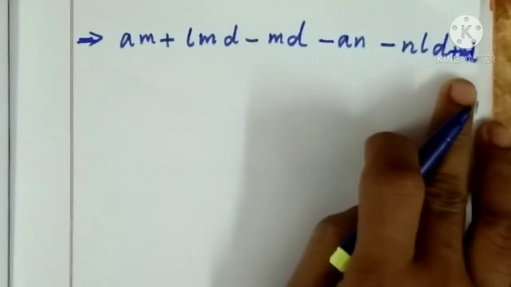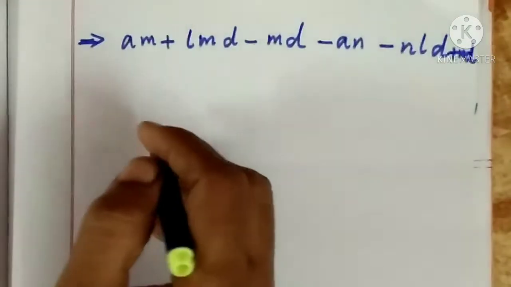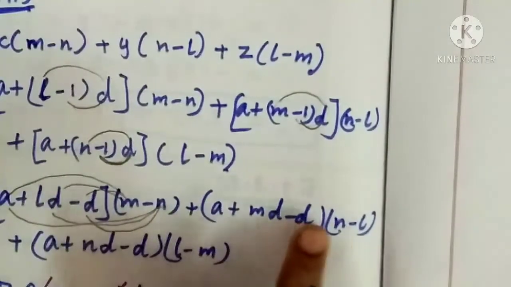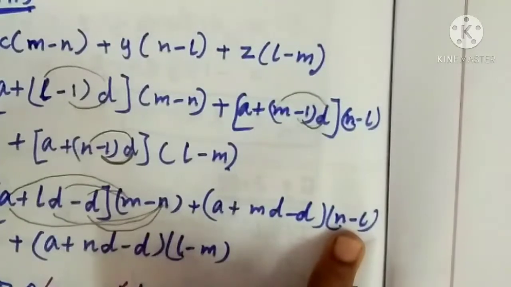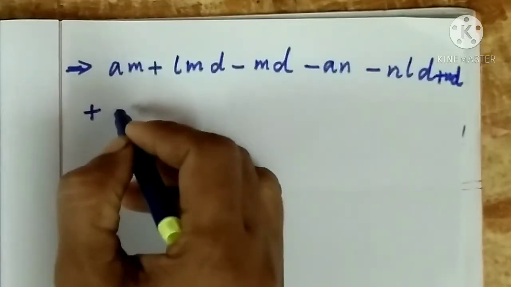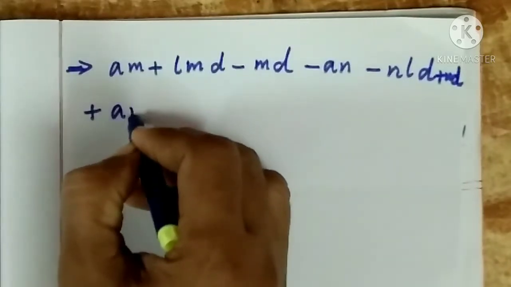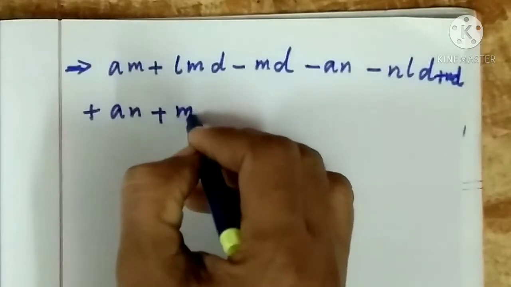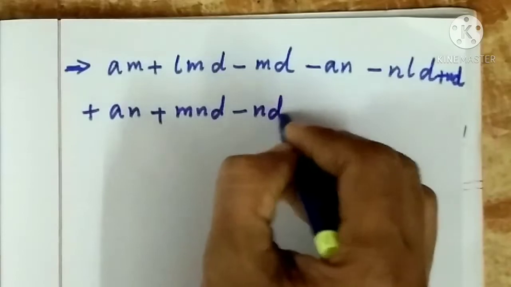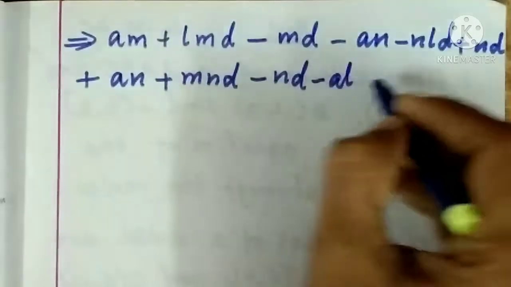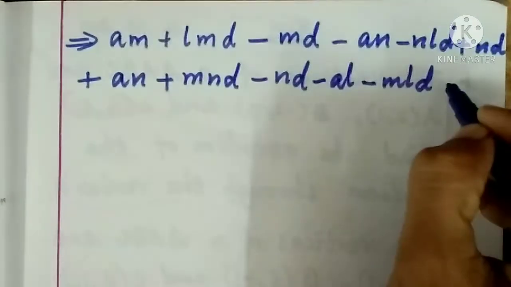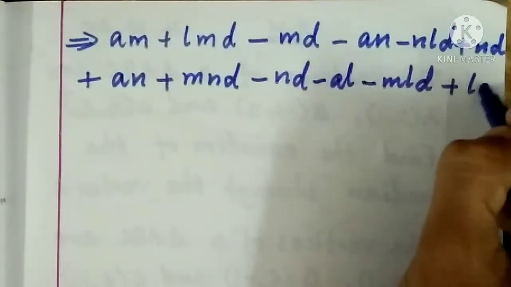Then next you have to simplify the next term. That is, first you have to multiply by n with this term. Then next you have to multiply by minus L with this. Plus an plus mnd minus nd minus al minus mld minus into minus plus ld.